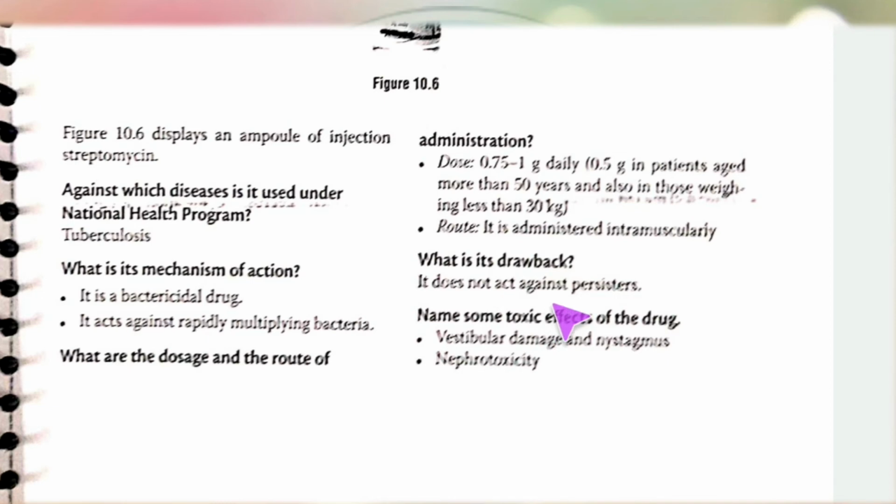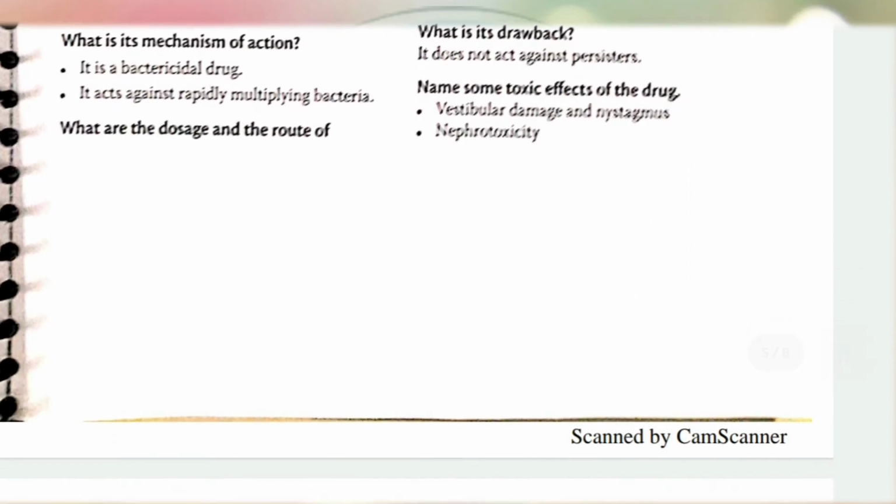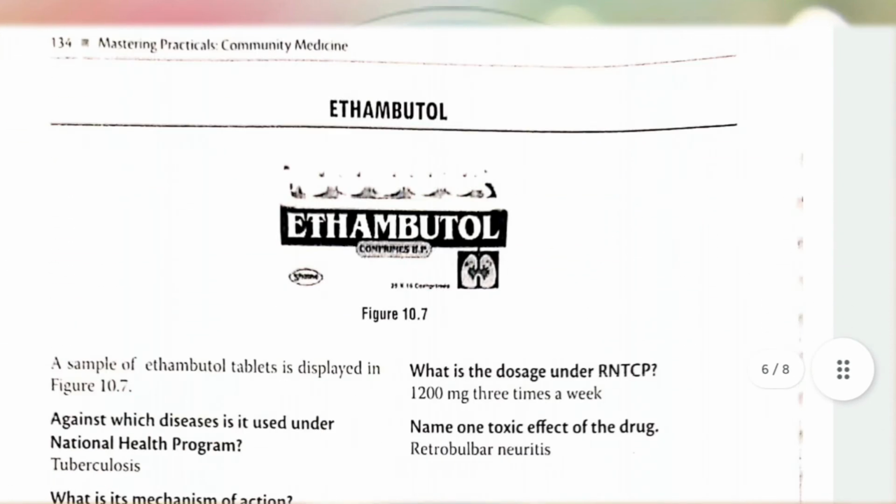Drawback, it does not act as the persister. Toxicity, if you talk about, so vestibular damage and nystagmus and the nephrotoxicity. Okay, eye defect, ear defect, as well as the nephrotoxicity.